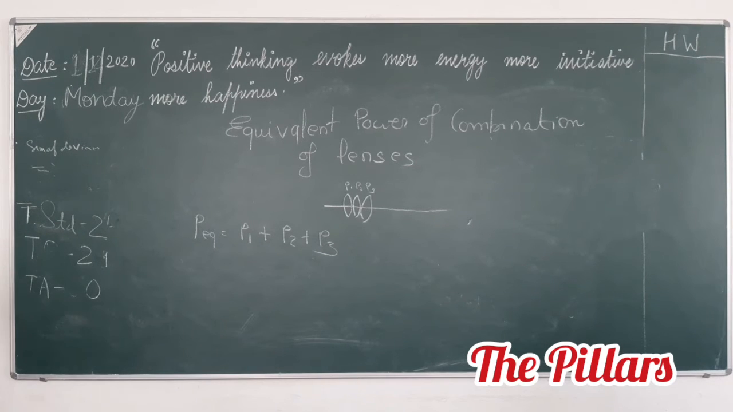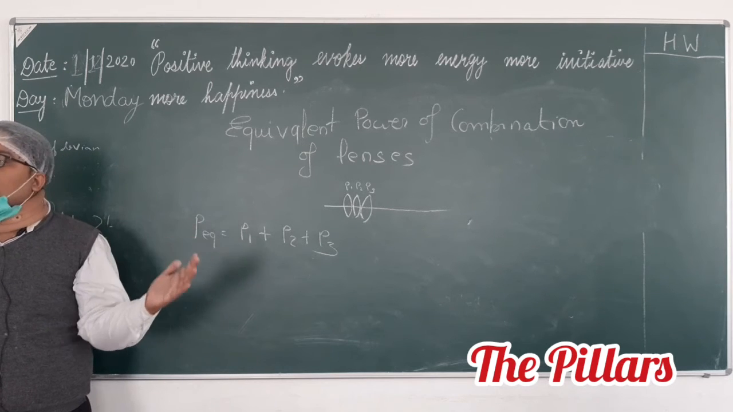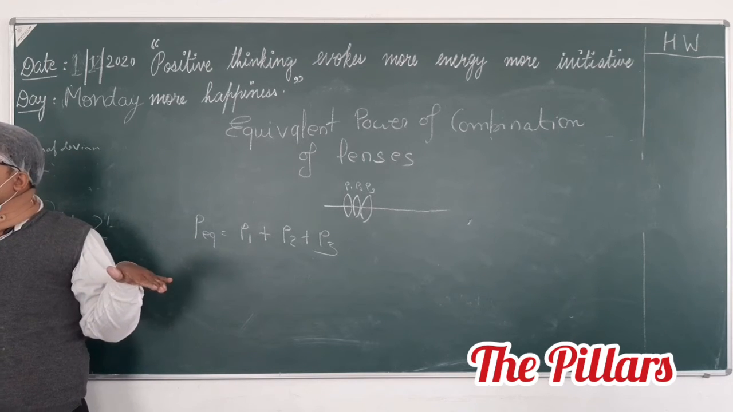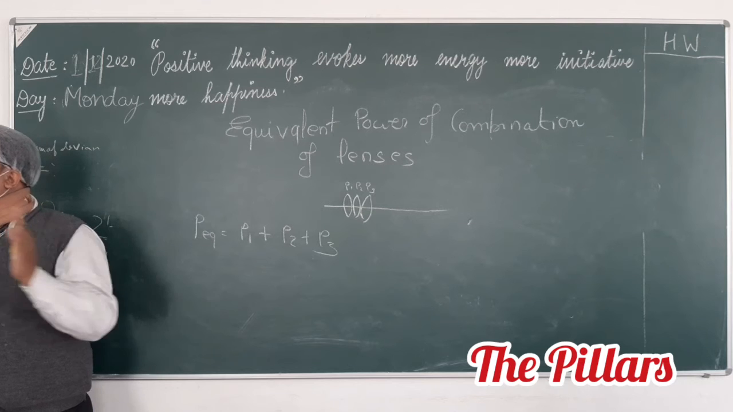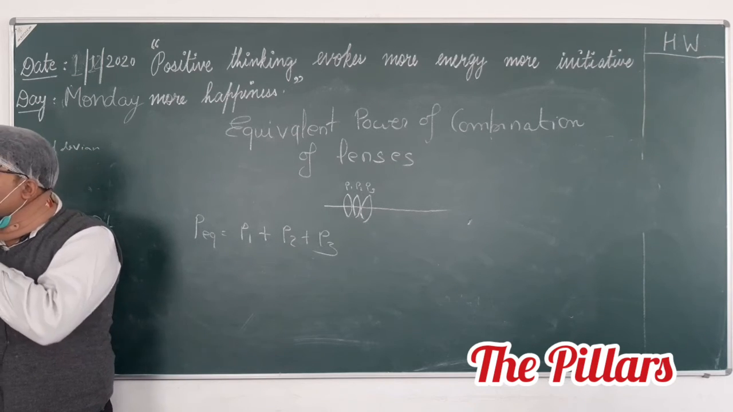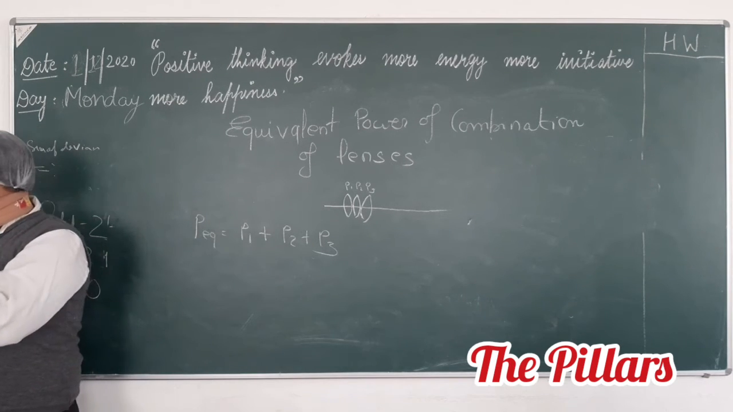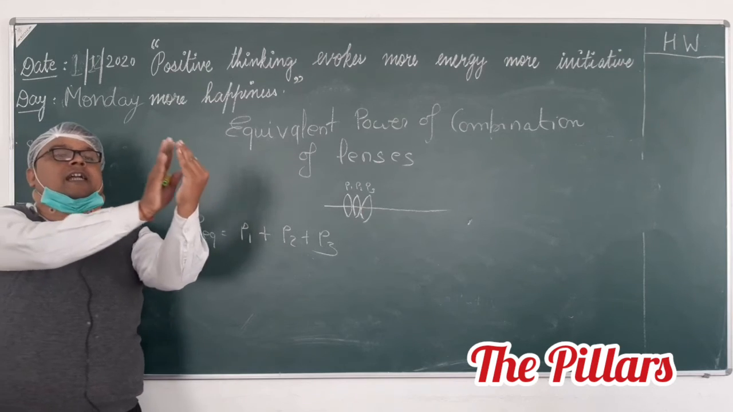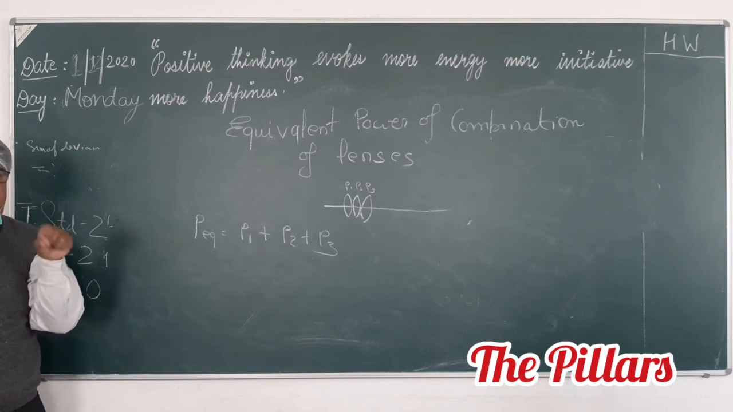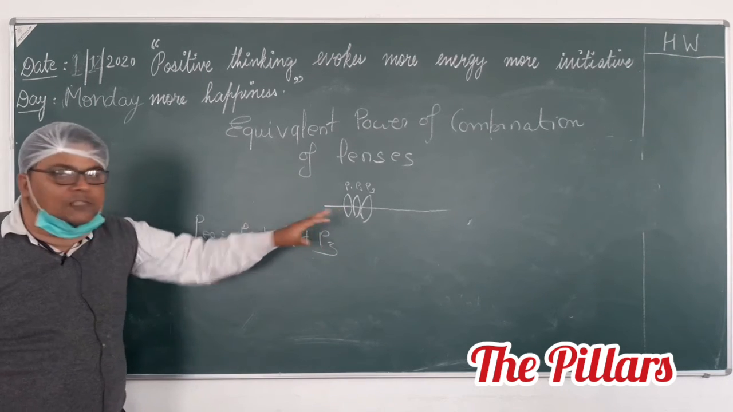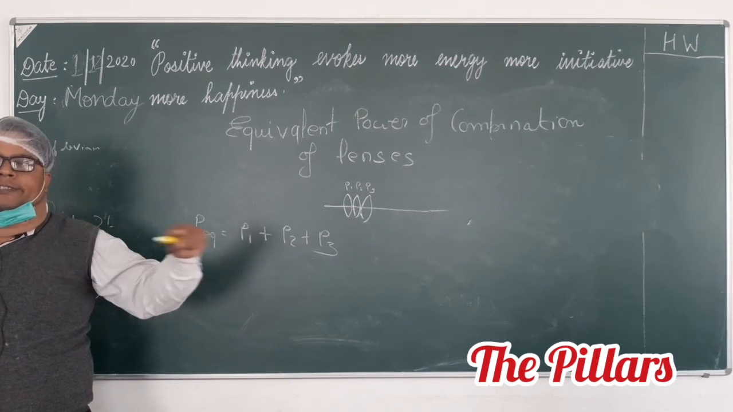This formula is valid when there is no gap between the lenses and they have a common principal axis. The gap should be minimum. Sometimes there is a gap; when you go to higher classes, class 11th and 12th, you will deal with that. Right now we are only dealing with lenses very close to each other, so that there is negligible separation between the lenses and they have a common principal axis.